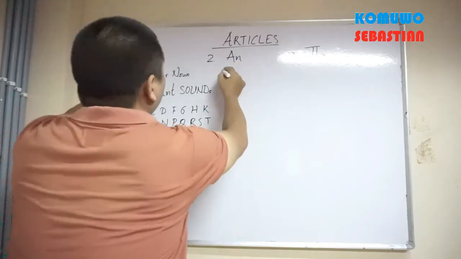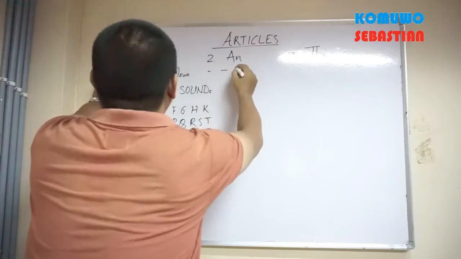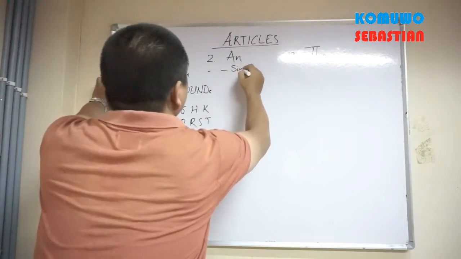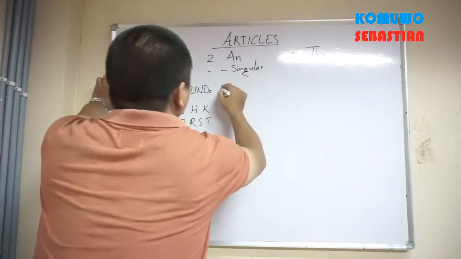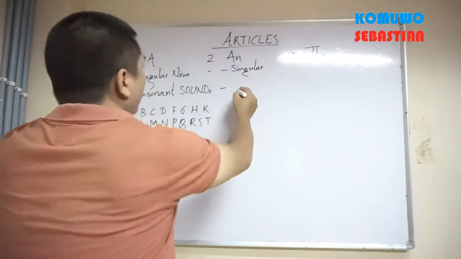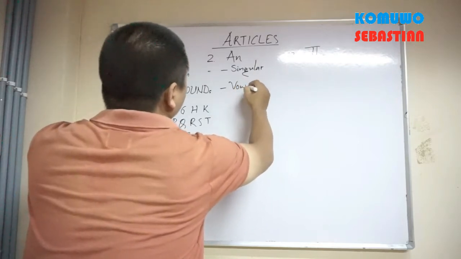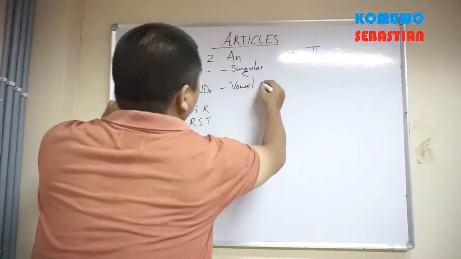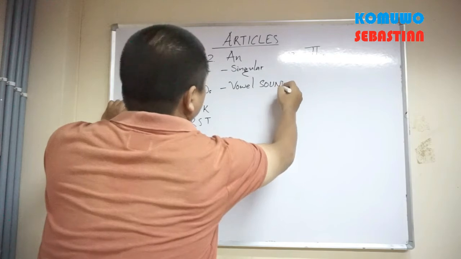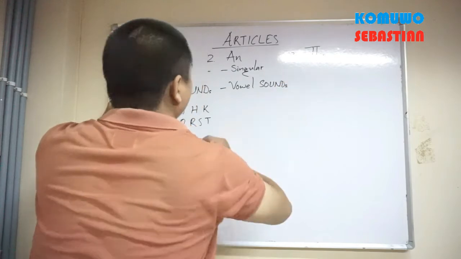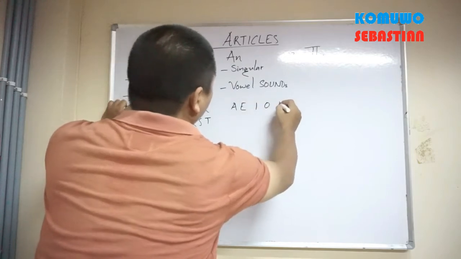And an is used before a noun which is singular. Again, singular. But the difference between a and an is we use an before a vowel sound. Vowel sounds: A, E, I, O, U.